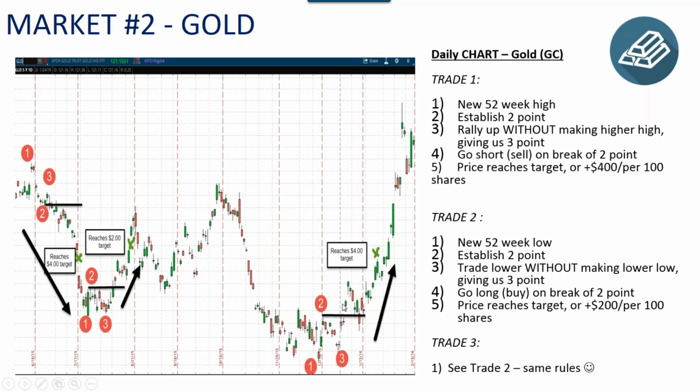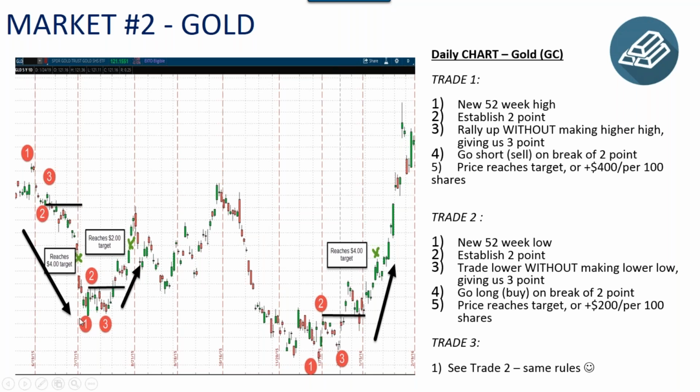There you go. All right, so gold. Here we have 3 examples. 1, 2, 3. Again, we know a day or 2 in advance because it happened a little bit quicker what we were going to do. Breaks down, gives you a couple retests, reach our $4 profit objective. Now we flip to the long side bias.